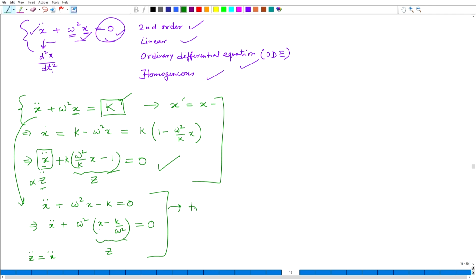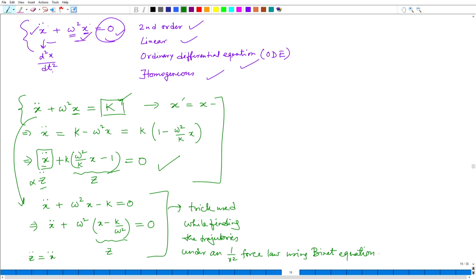the trick used while finding the trajectories under an inverse square force law, using the Binet equation.